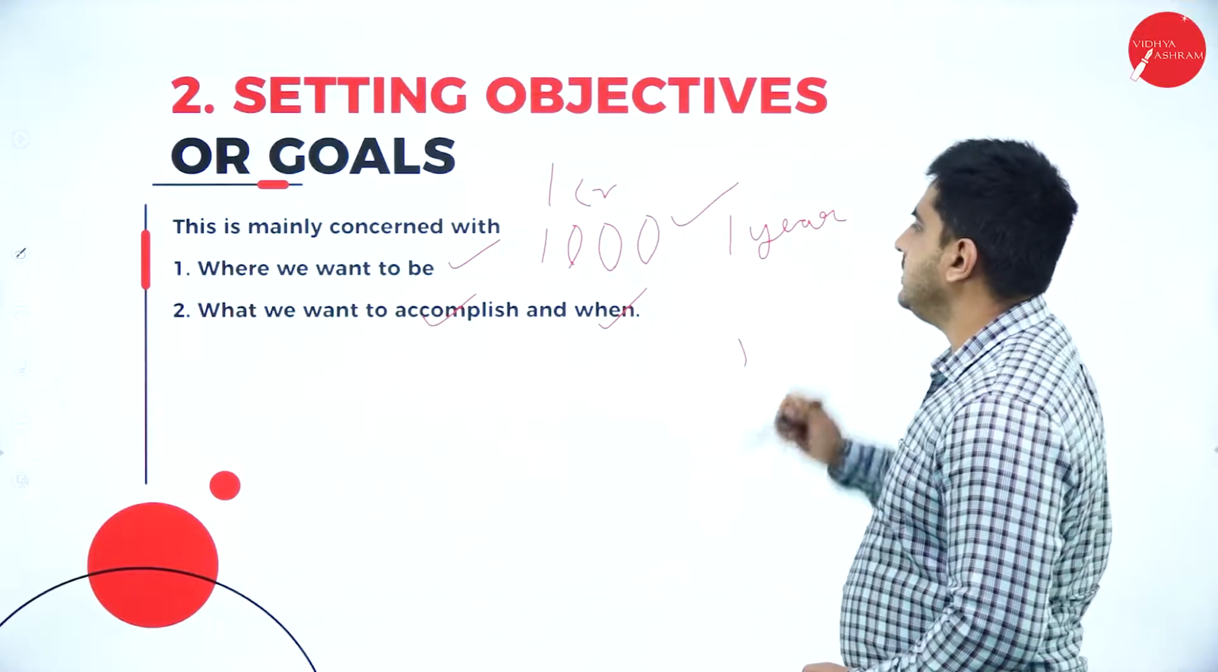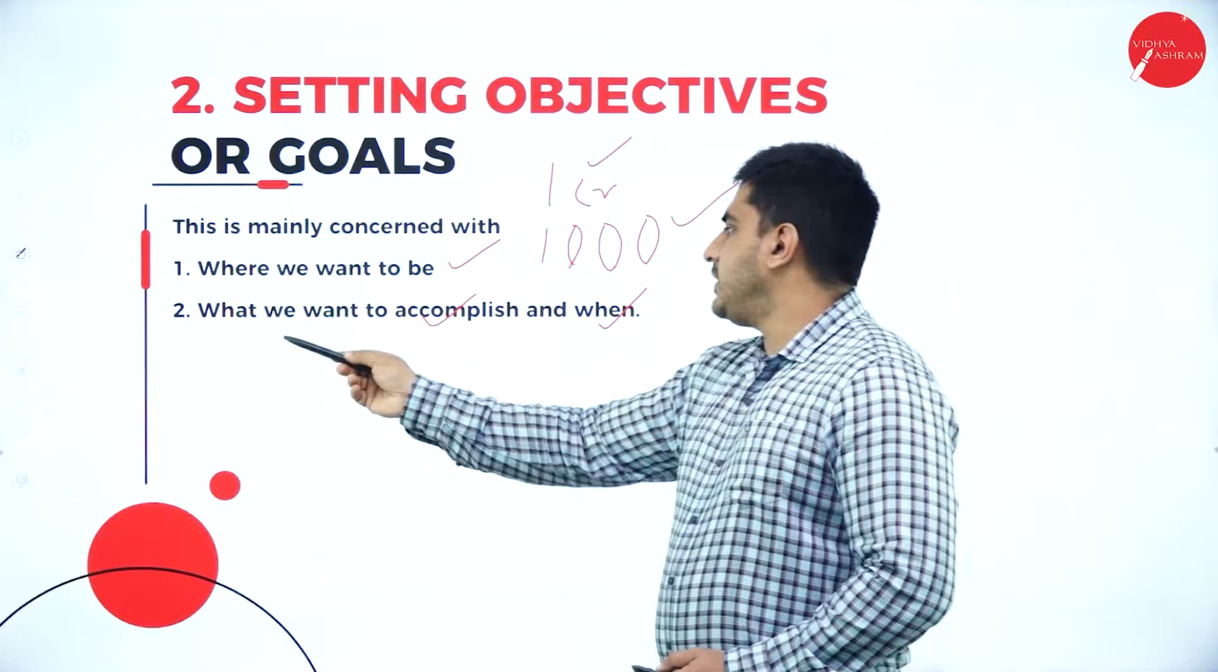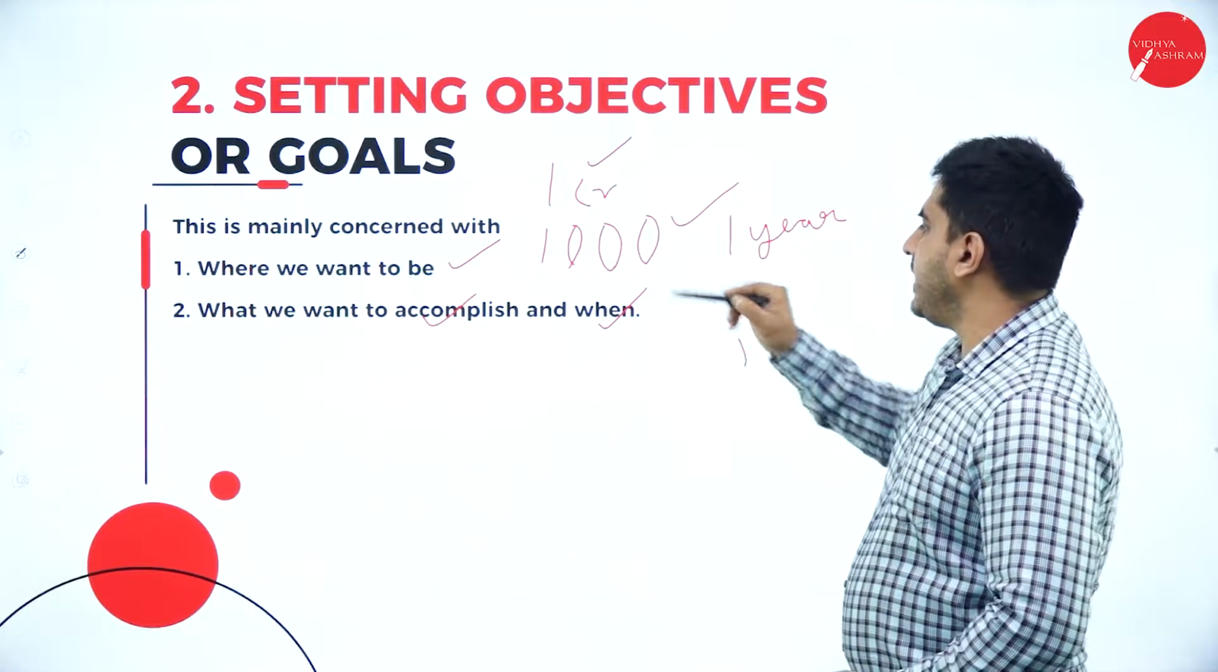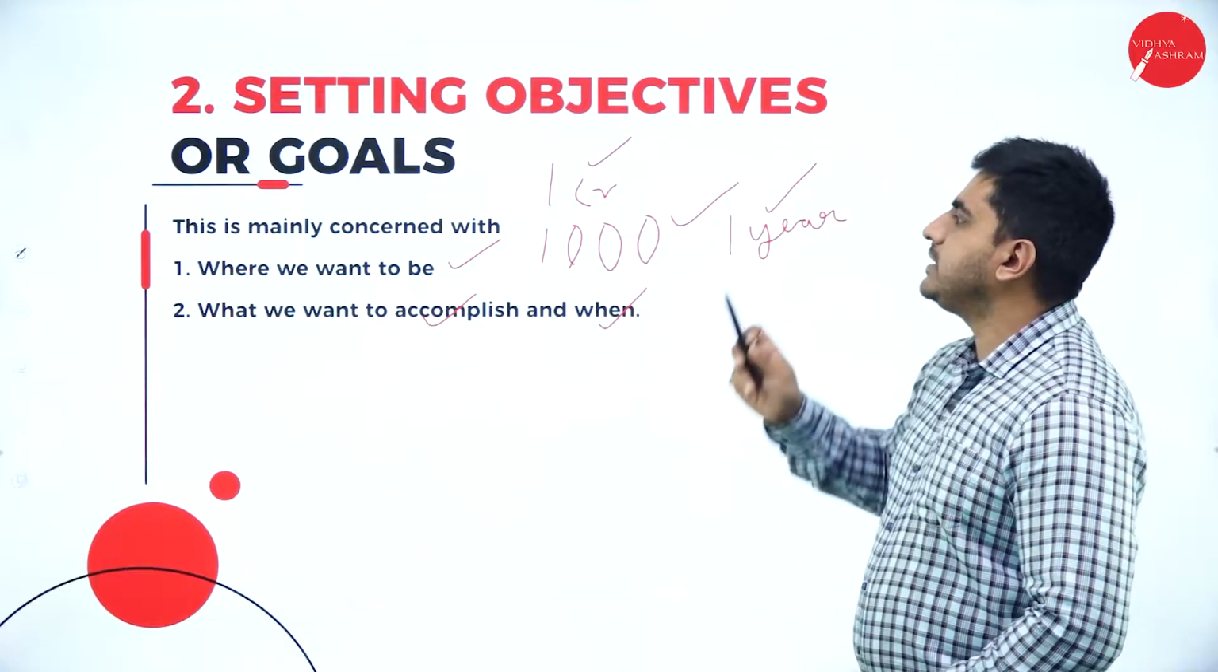This is when. That is, where we want to be is 1 crore profit, what we want to accomplish is 1000 products, and when is within 1 year. This is setting objectives or goals.